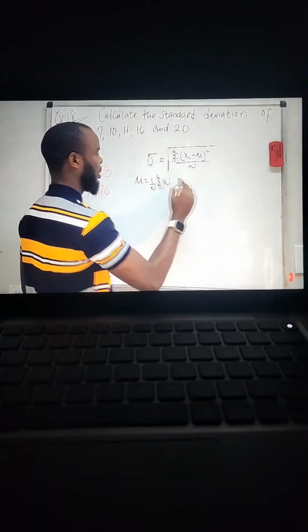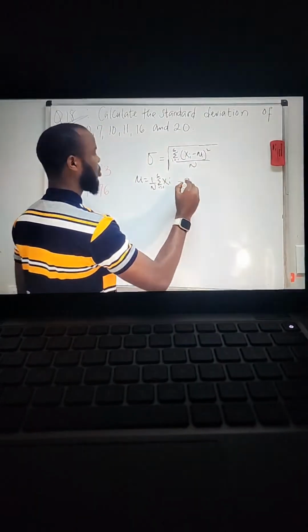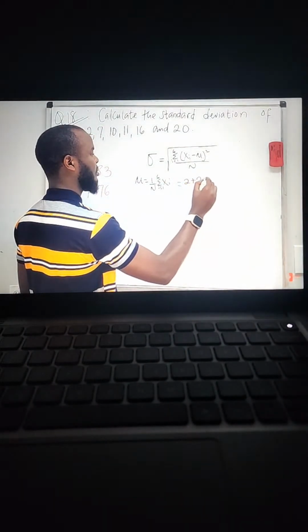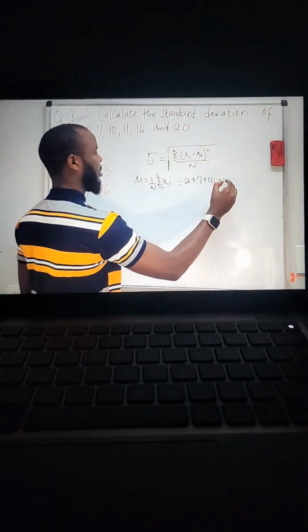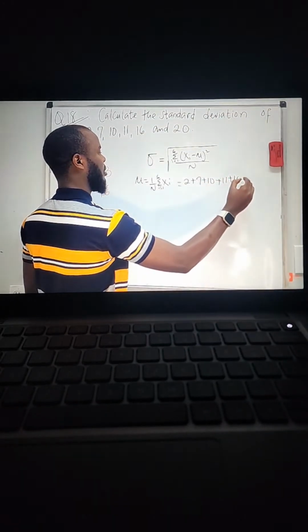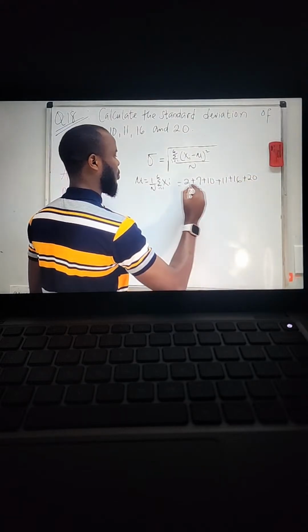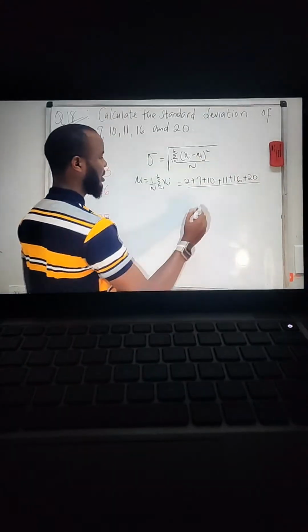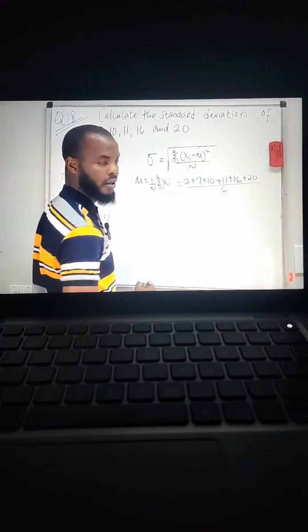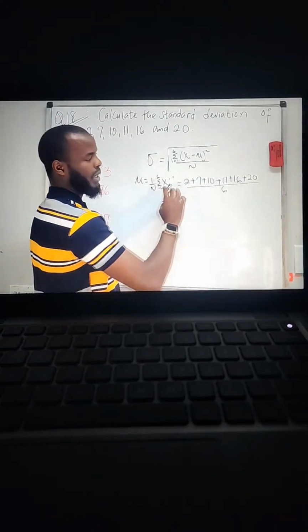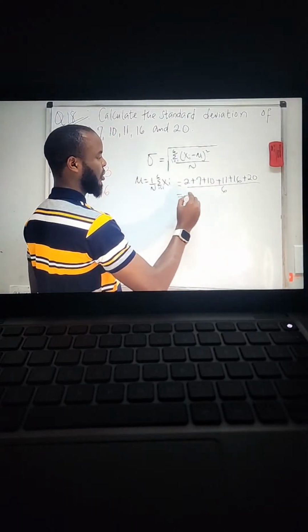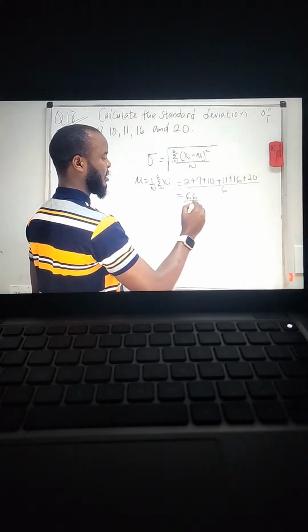Now, to do this, the summation of xi is 2 plus 7 plus 10 plus 11 plus 16 plus 20, dividing this by 6. Now, if you add all this together, this should give us 66 over 6.